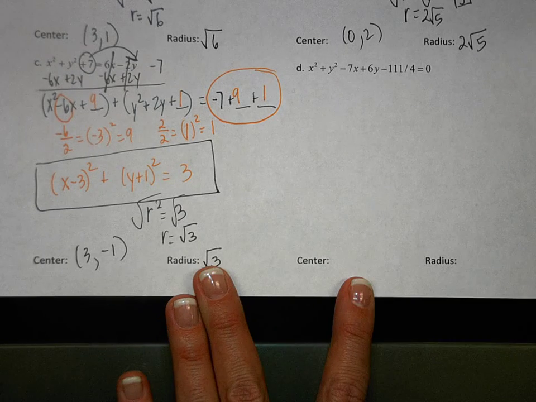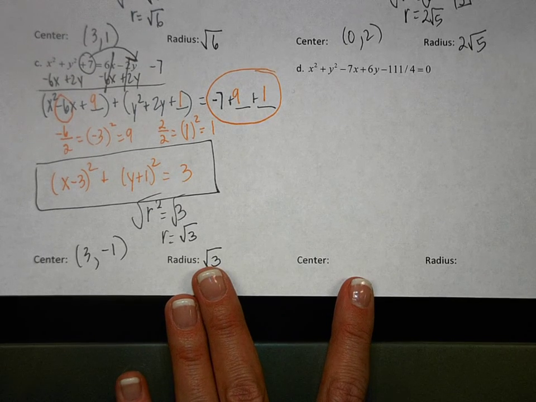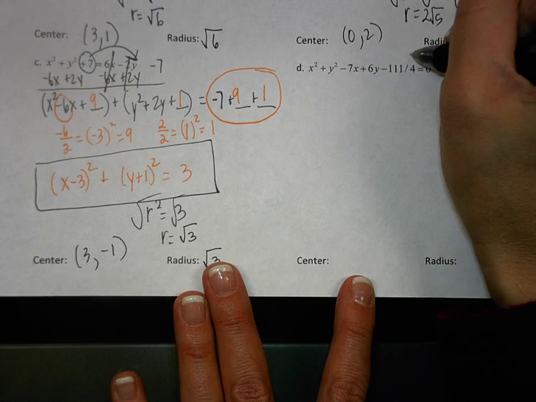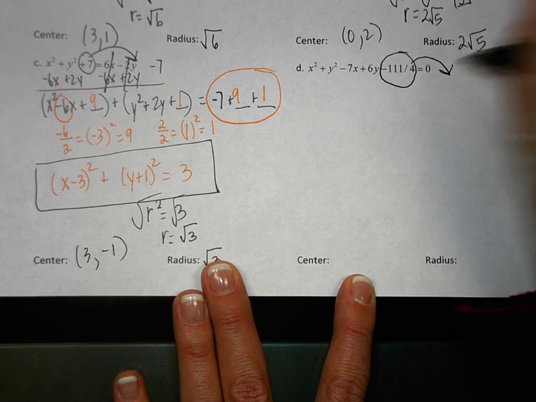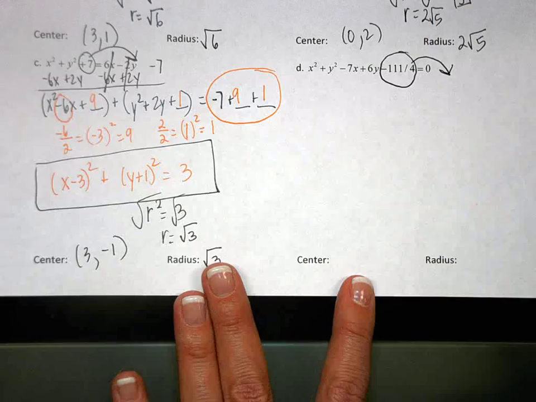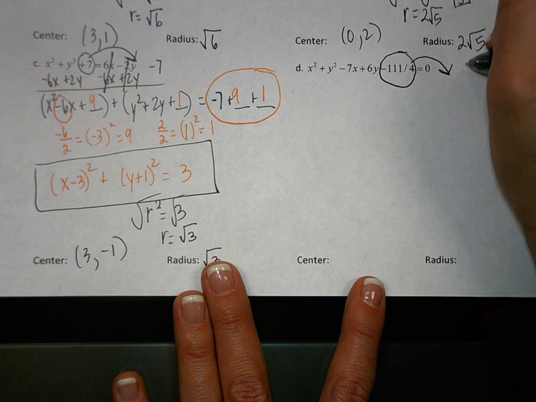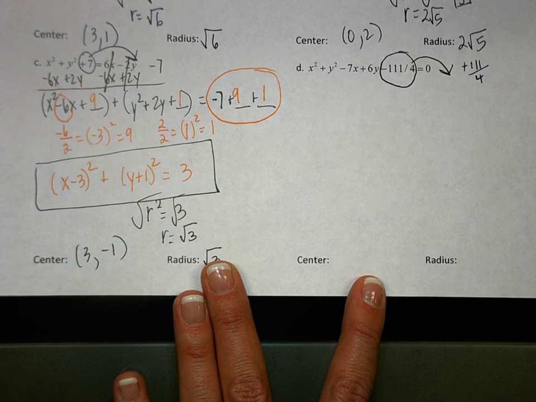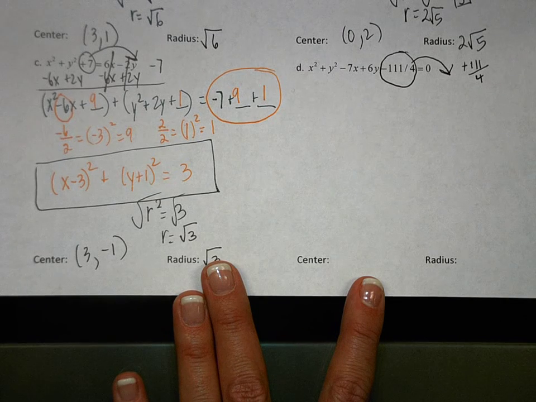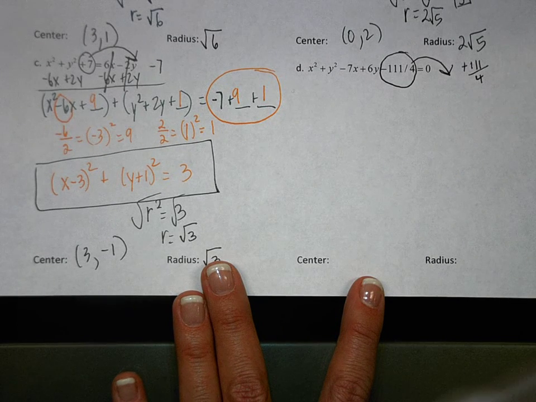All right. So the first thing we know that we're going to do is we're going to end up taking this number, that is a fraction, and moving it to this side because it doesn't have an x or a y connected to it. And so that's going to end up being positive 111 over 4. Correct? Yeah. Okay, so now we're going to work this out just like we did the others.